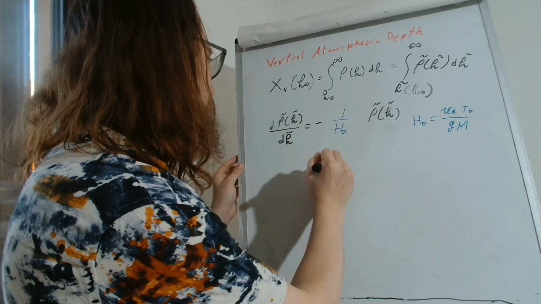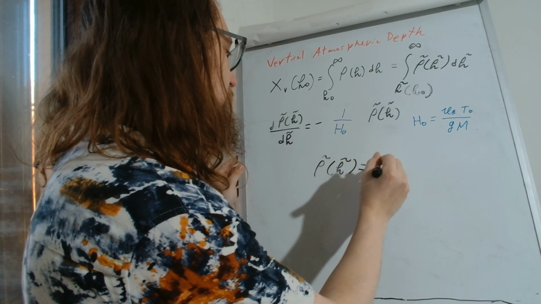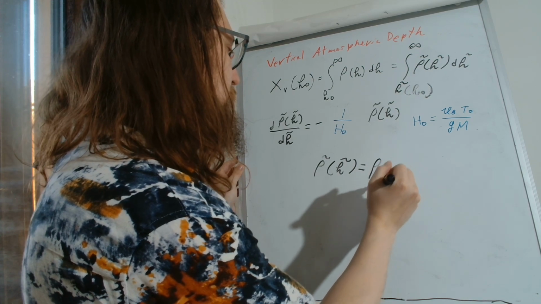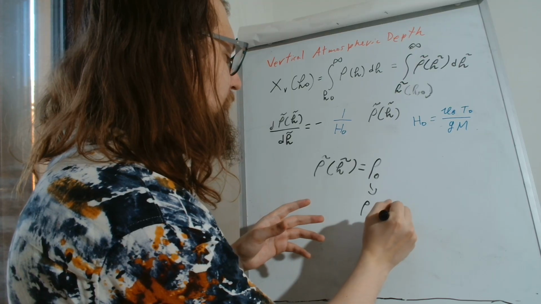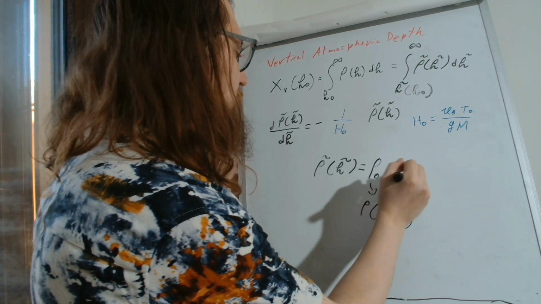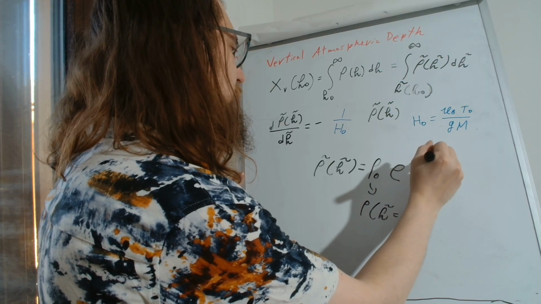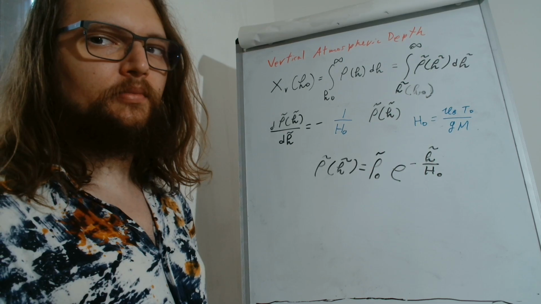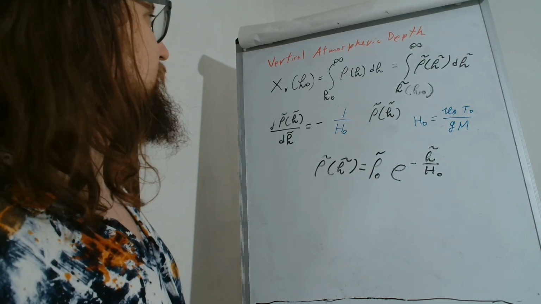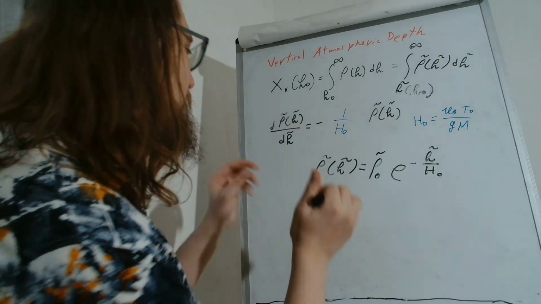The solution is an exponential. Rho 0 is the density at h tilde equals 0, times the exponential of minus h tilde divided by the scale height. We can also write the vertical atmospheric depth in exponential form by doing the integral.